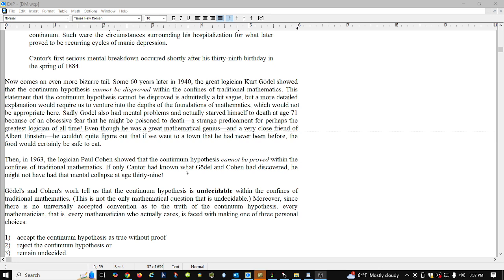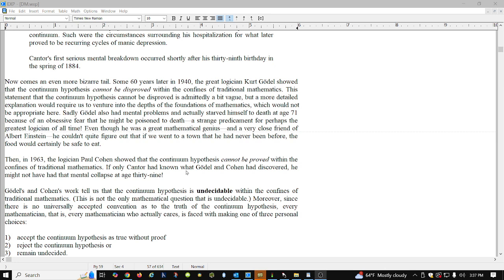So the work of Cohen and Gödel tells us that the continuum hypothesis is undecidable within the confines of traditional mathematics. And by the way, it's not the only mathematical question that's undecidable. Maybe we'll talk some more about that later in the course. Probably not. It's probably taking us too far afield. The axiom of choice, you may have heard of, has the same status. And in fact, it's a more serious issue than the continuum hypothesis.